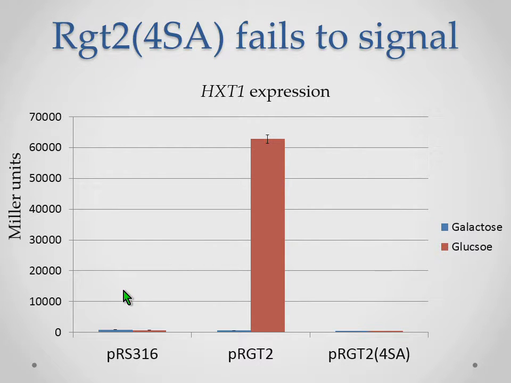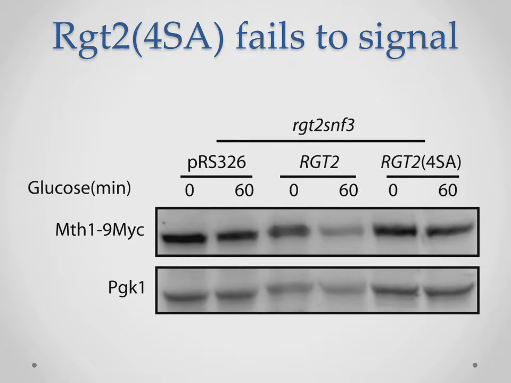As you can see, we express it in the RGT2 SNF3 knockout strain. So when you just have the empty vector down here, you can see there's no signaling. When we have a single copy of RGT2 on plasmid, we get complete induction of HXT1. However, when we express just a single copy of RGT2 4S to A, all signaling is abolished. The same is true when looking at the MTH1 phenotype, where we see that there's turnover when you rescue it with RGT2. However, turnover is completely abolished of MTH1 when you have an RGT2 4S to A strain.